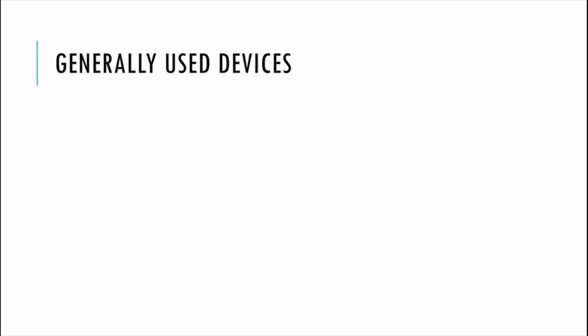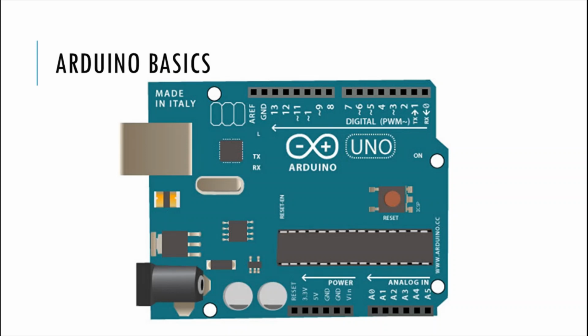Now what are the generally used devices for IoT and home automation for beginners? We are looking at the Arduino, the Raspberry Pi, and certain other devices such as the TI Launchpad board. Now we're going to be concentrating on the Arduino because it is the simplest of all of them. So we're going to look at each part in the Arduino and understand the capabilities.